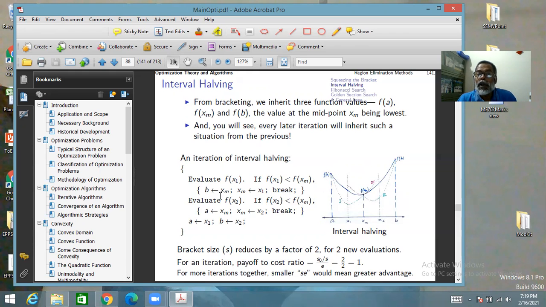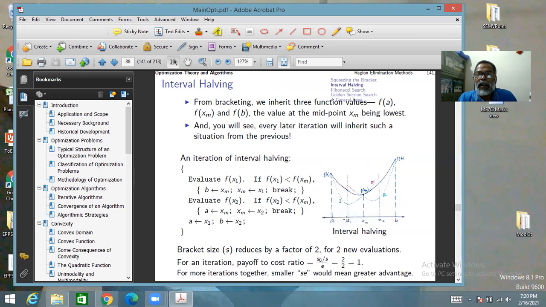So this xm is then renamed as b, and this x1 is renamed as xm. That means whatever was the scenario earlier with a, xm, b, now will be the scenario with a, x1, xm. So that is why x1 and xm are renamed as xm and b. And then with the half size interval, we can go to the next iteration. There again, we will have the two extreme values and the mid value, and we can continue. If the function value here is not lower than this, say higher, then fine.